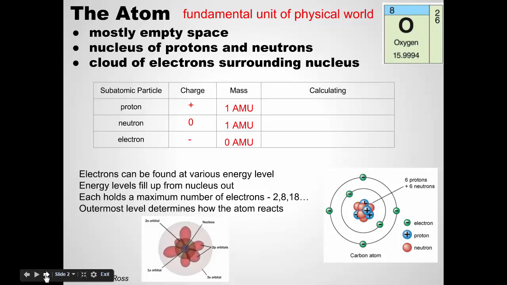So how do we find the number of protons? The atomic number. How about neutrons? How do we find the number of neutrons? You would round the mass and then subtract. Yeah, it's the atomic mass minus the atomic number. That's the reverse, sorry. Switch that. Atomic mass minus atomic number.